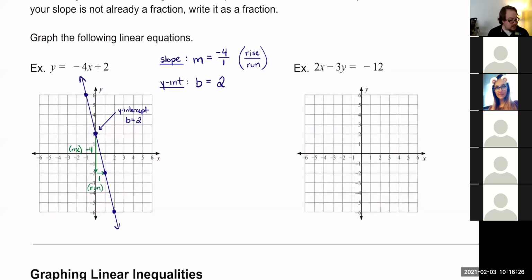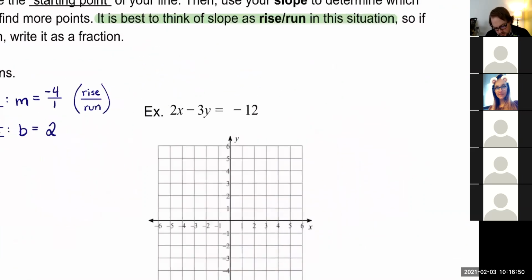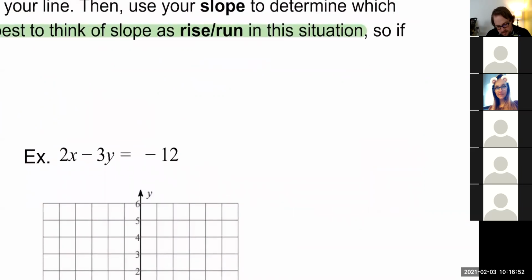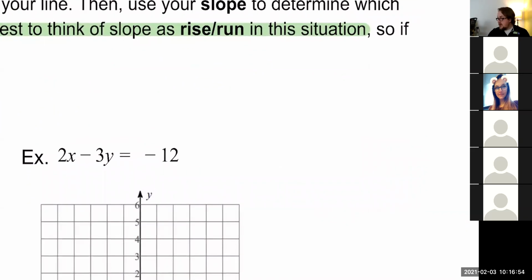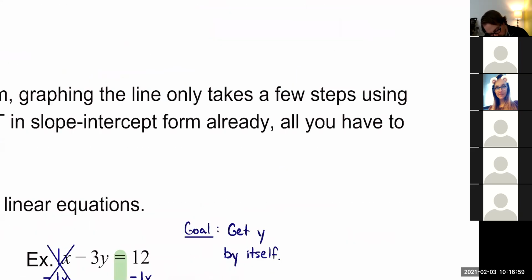But if you're looking ahead at the second one, why am I going to grumble a little bit? It's not in slope-intercept form. And how do you know? Because y isn't by itself. So we have some work to do up front. This one will require a little bit more work, but thankfully, once we do it the first time, it's set for the rest of our problem. So I'm going to come over here. If you're following along on the physical copy of notes, I'm going to write mine down off to the side here.